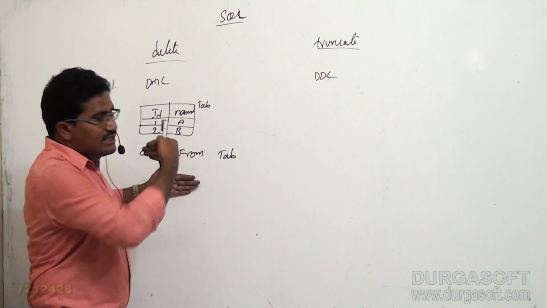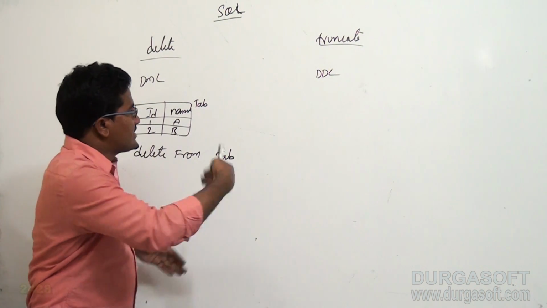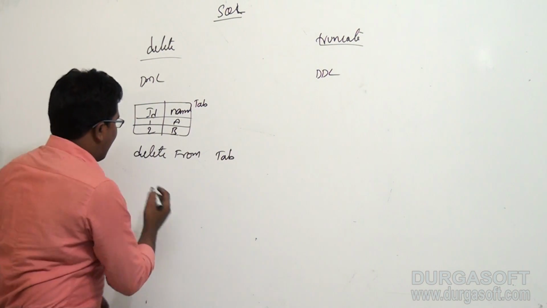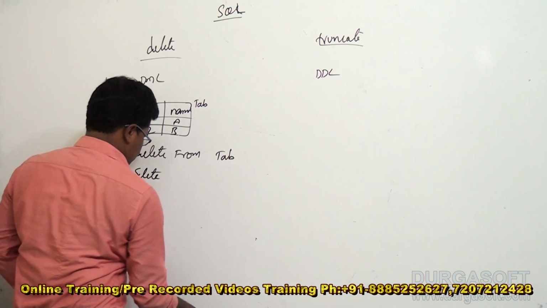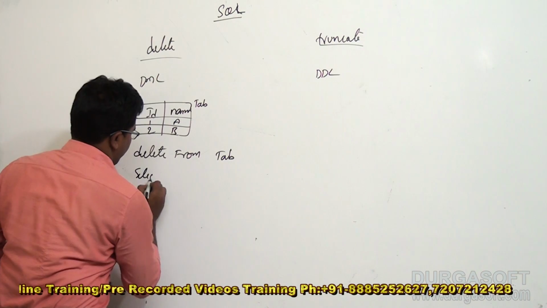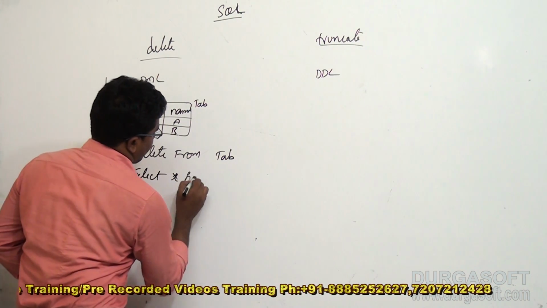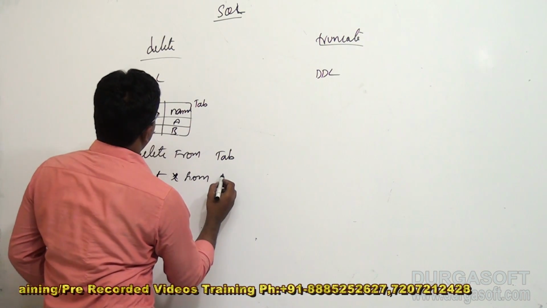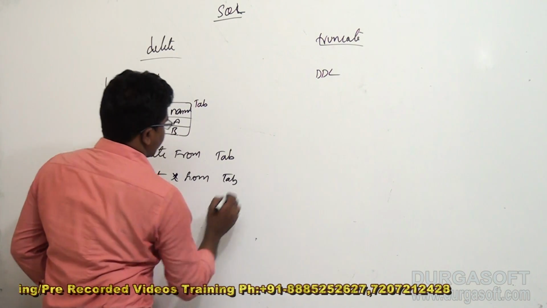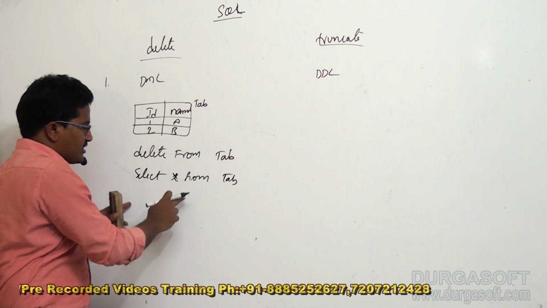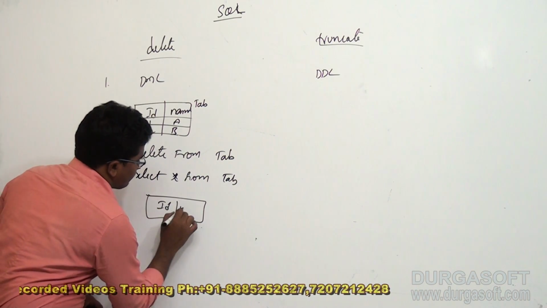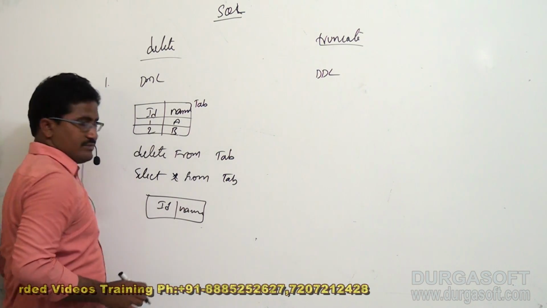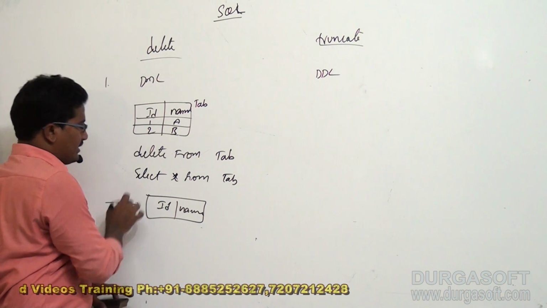After using delete, if I use a select statement to see what is remaining, I'll run select star from, what is the table name? Tab. So after using delete, if I use a select statement, the output is like this. Only the column names remain. This is the output of the delete in this case.